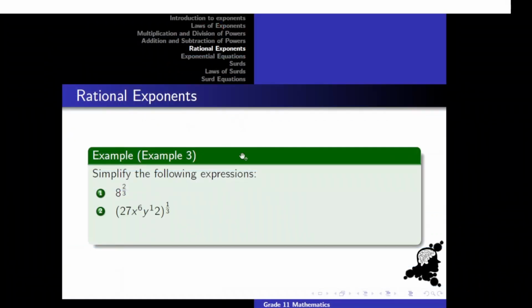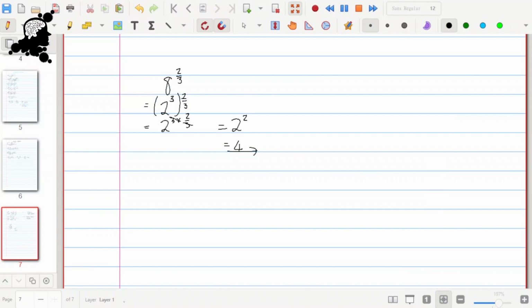Right, let's look at another one. Here's an interesting one: 27x to the power 6, y to the power 12. Please take note, there's a little bit of a typing error here. This is supposed to be y to the power 12, not y to the power 1, 2. So let's have a look at how we would do this.